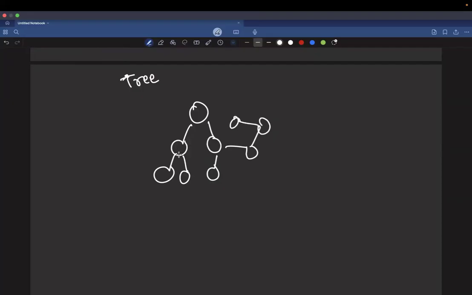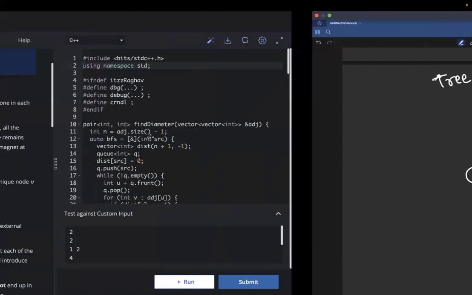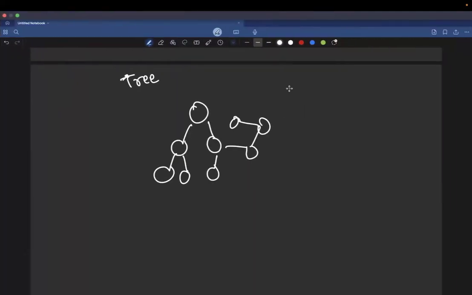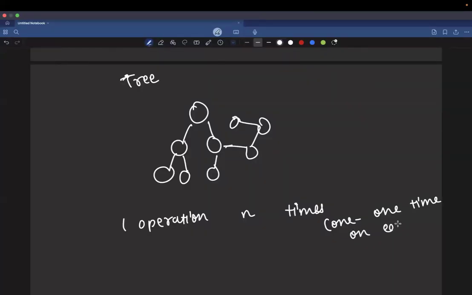we are being given a tree, and in this tree, at each and every node, there is a magnet, and we can perform one operation n times, basically one time on each node.